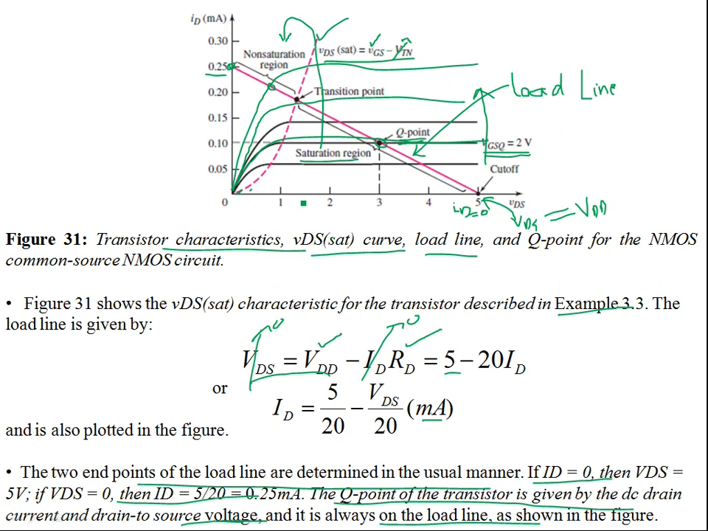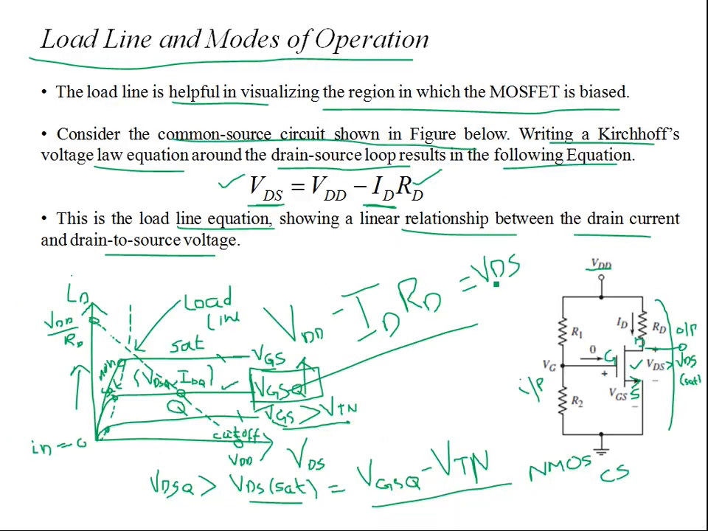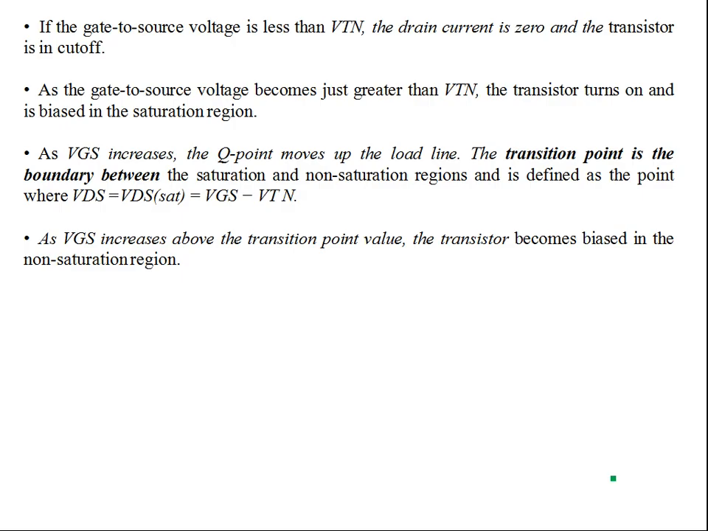So this curve gives you the transistor characteristics. It gives you the VDS sat curve, it gives you the load line, and then the intersection of the IV characteristics and the load line gives you the Q point for the NMOS common source circuit, which we have seen before. This is your NMOS common source circuit.